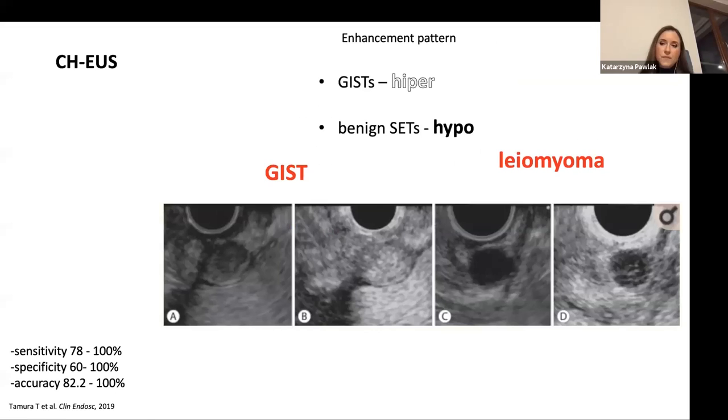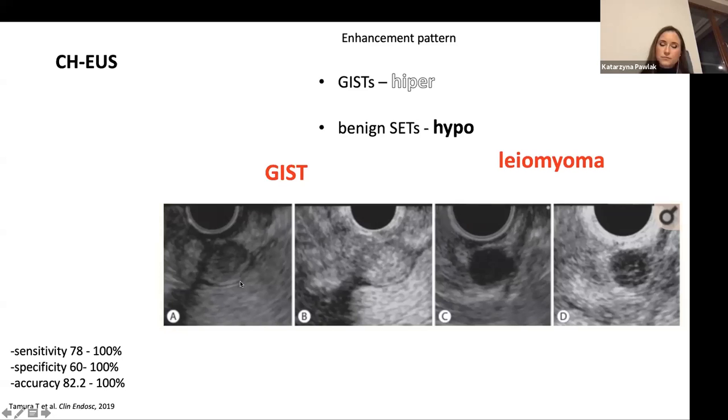Also, a couple of studies presented in recent years showed that contrast harmonic EUS can be helpful in the differentiation of some types of subepithelial lesions, and especially when it comes to the GIST, some of them can have a hyperenhancement pattern, compared to benign subepithelial tumors, which will have a hypoenhancement pattern like leiomyoma. And actually, the sensitivity, specificity, and accuracy are very high, even up to 100% in this type of tumors.